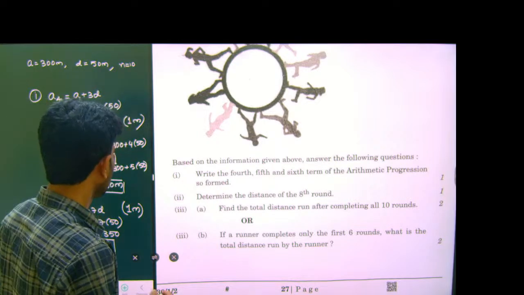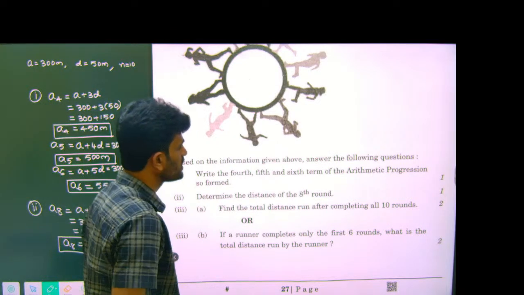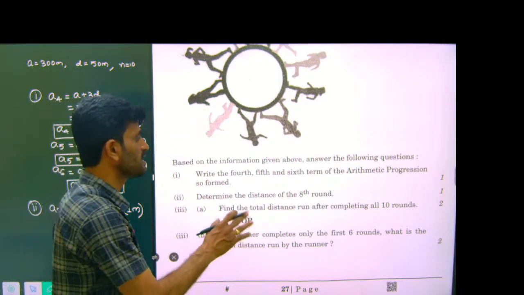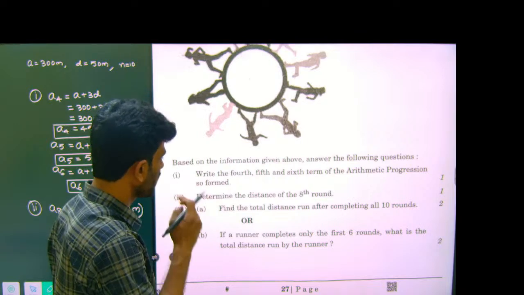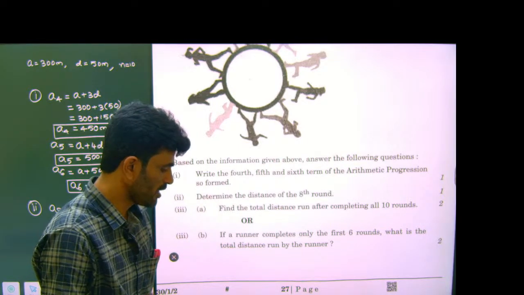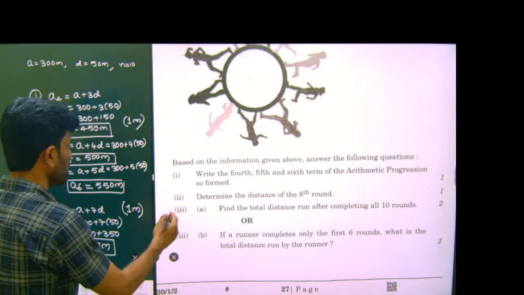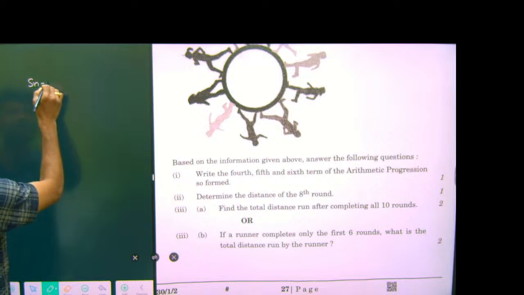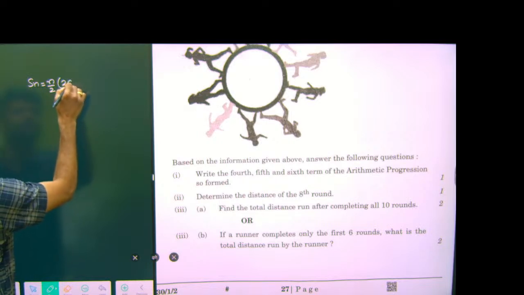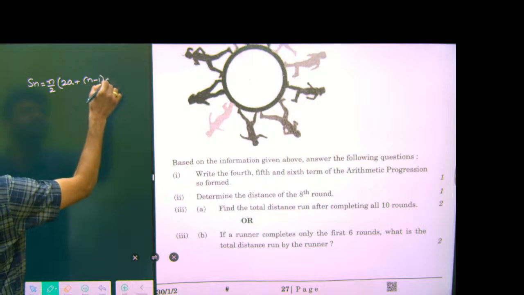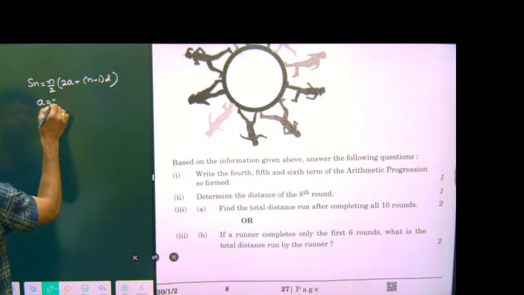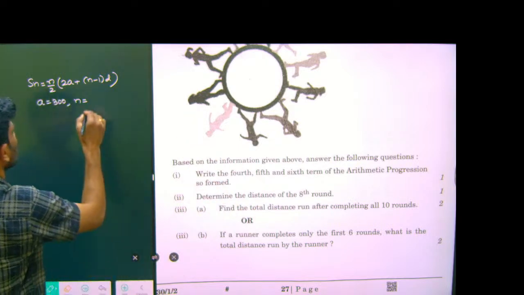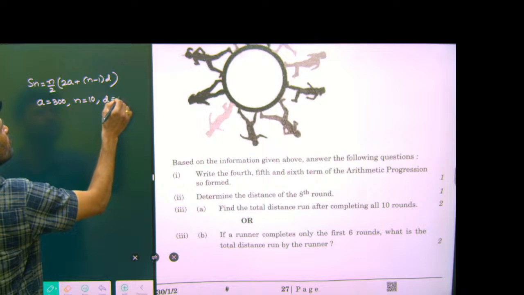Now coming to the third question. Find the total distance run after completing all 10 rounds. So they are asking for the total distance. Here you have to be careful whether they are asking to find SN or AN. Because it is total distance, we have to find SN. So what is the SN formula? SN is equal to N by 2 into 2A plus N minus 1 into D. Here A is 300. N is the total number of rounds, which is 10, and D is equal to 50.